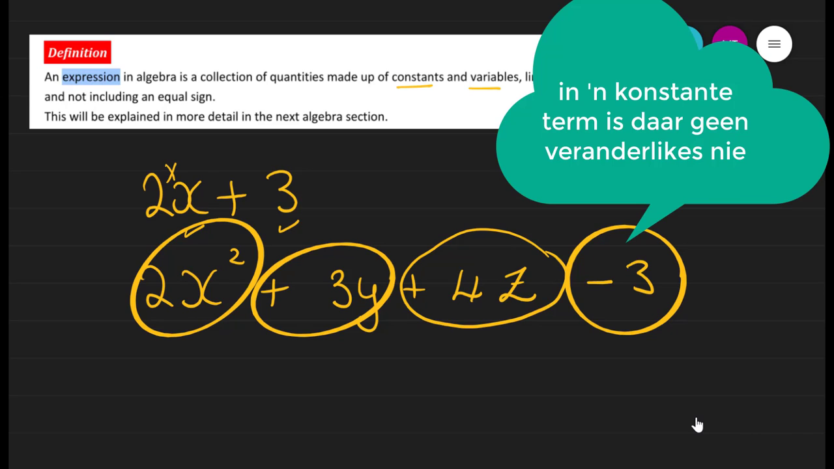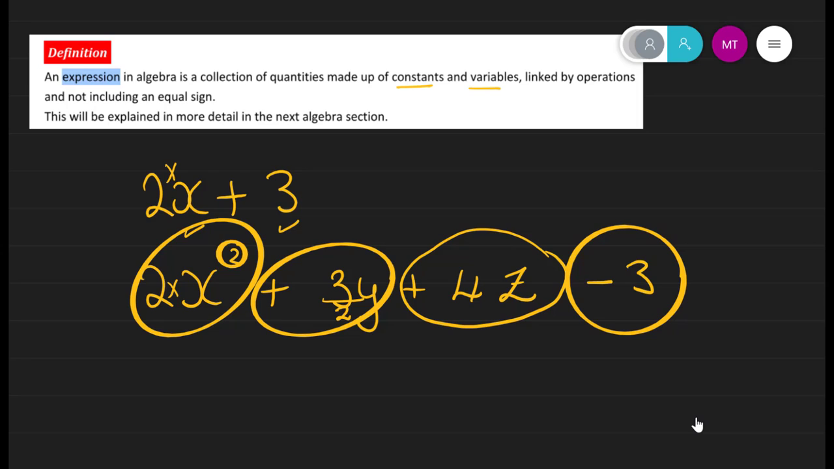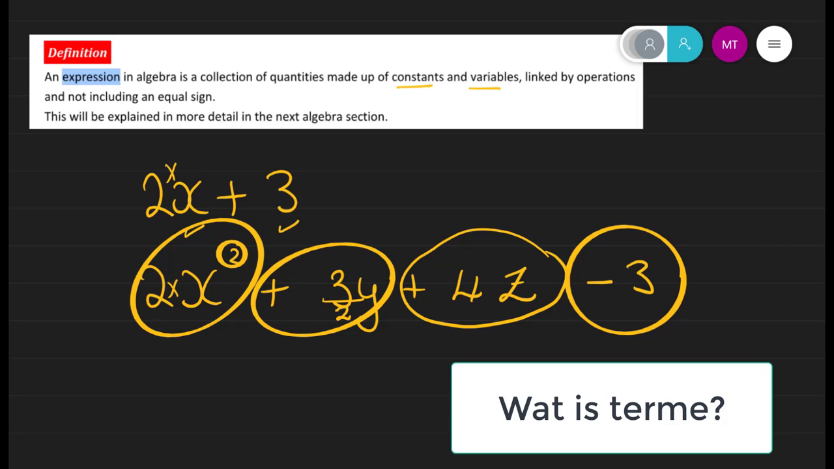And within a term you can multiply, you can square, you can even divide. So we can change this to a division problem. So terms are only separated by addition or subtraction signs.